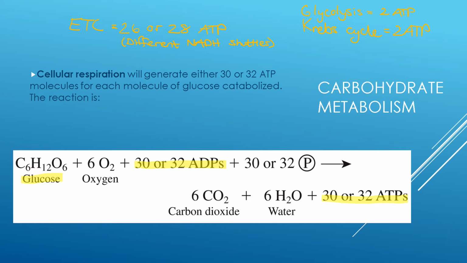So this overall reaction where we have 1 molecule of glucose, 6 oxygen molecules, and 30 or 32 ADPs, and also 30 or 32 phosphate molecules, will produce 6 carbon dioxide molecules, 6 water molecules, and then 30 or 32 ATP molecules. So quite a lot of ATP produced from all of cellular respiration.